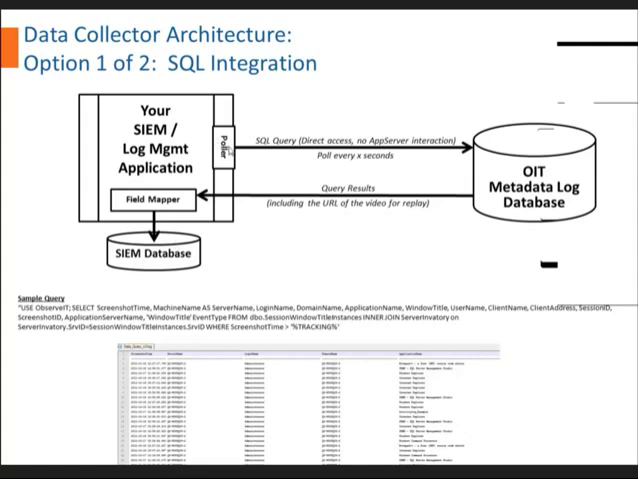You can do it via SQL integration, in which you have a poller polling every X seconds or X minutes, however you want to configure it. Typically, it would be every 5 or 10 seconds if you want to keep very close tabs on everything the user is doing. If you want a more general audit, you might want to expand that timing. It's all up to you. That polling hits the database, and the query results are sent back, mapped into fields and stored in the SIM database. That's straightforward, very simple. That's one of two options.